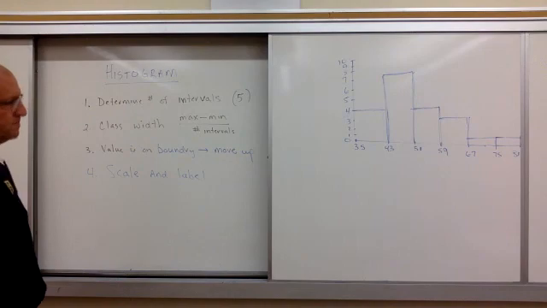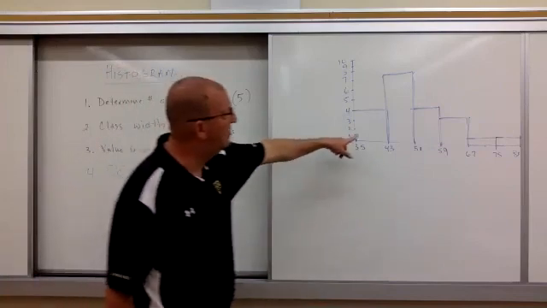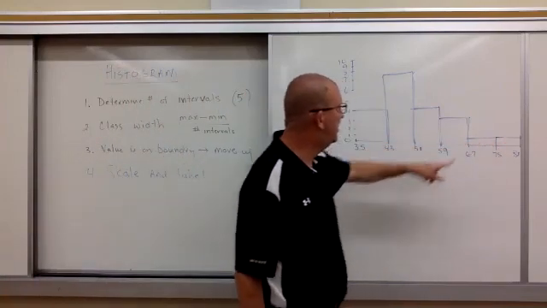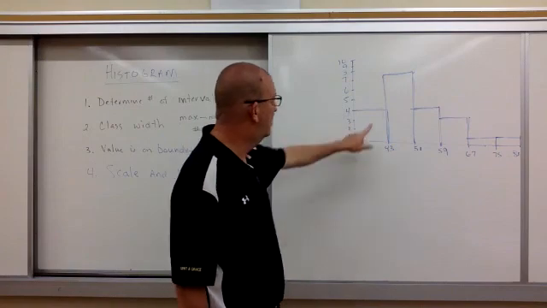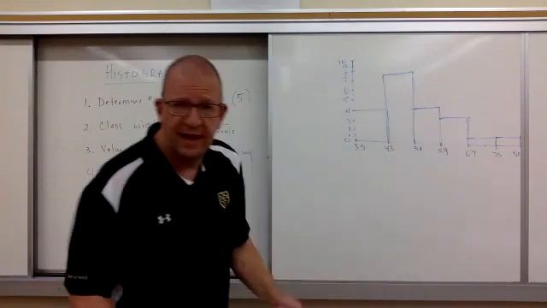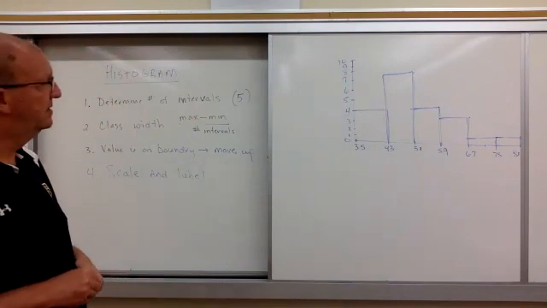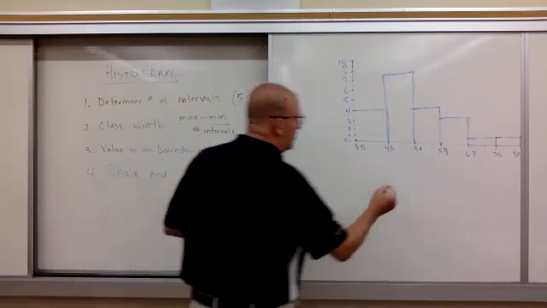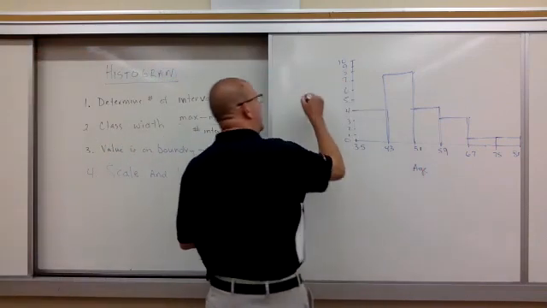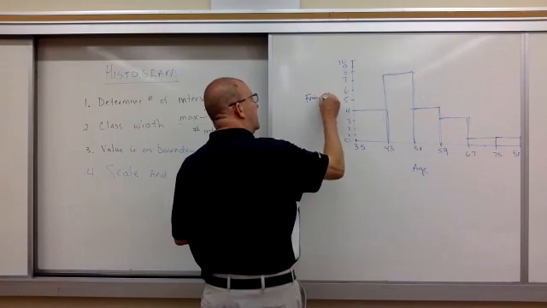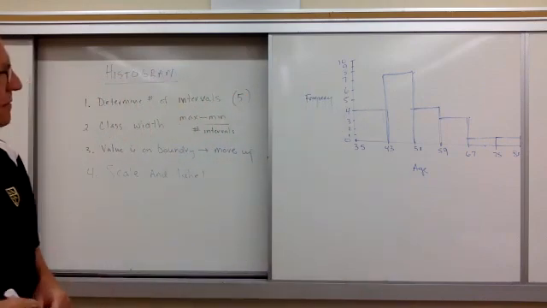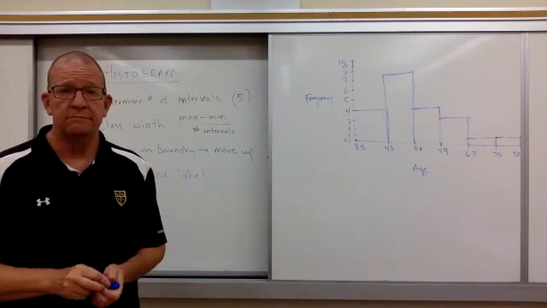All right? So this is how we're going to do it. Now, we did end up with an extra interval here because of the big number, but that's okay, right? 1, 2, 3, 4, 5. That's okay. All right? Scale and label. Let's label here. This would be age, and this would be frequency. There you go. And that, my friends, is a histogram.